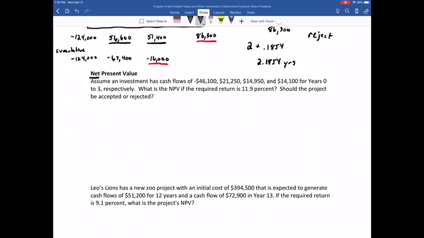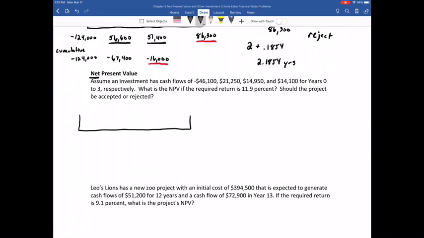If it's greater than 0, it would add value to the company, so we would say that we would accept that project. If it's equal to 0, we say that we are indifferent on that acceptance or rejection. It doesn't increase the value of the company, but it doesn't decrease the value of the company either. And this is further discussed in the textbook as to what happens if you have a 0 net present value project.